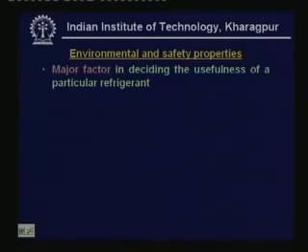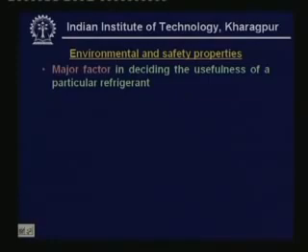This is a major factor in deciding the usefulness of a particular refrigerant. Normally the efficiency of the system mainly depends upon the thermodynamic and thermophysical properties of the refrigerant, and we have discussed the requirements. But it is observed that whether the refrigerant can finally be used or not is decided not only by the thermodynamic and thermophysical properties, but mainly by the environmental and safety issues.